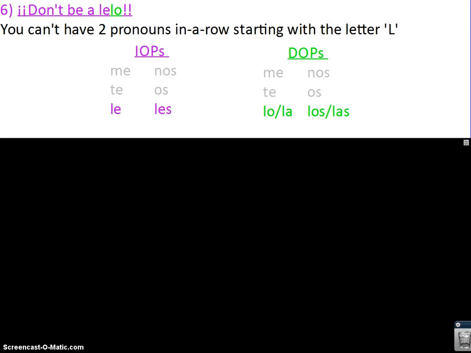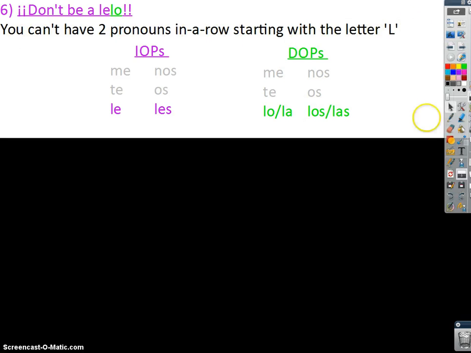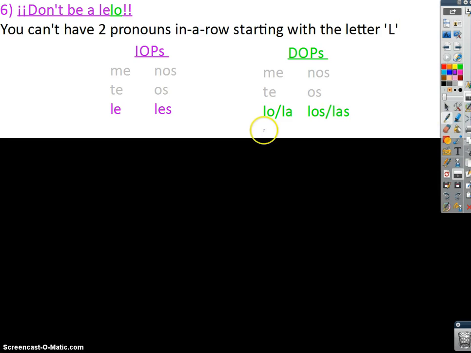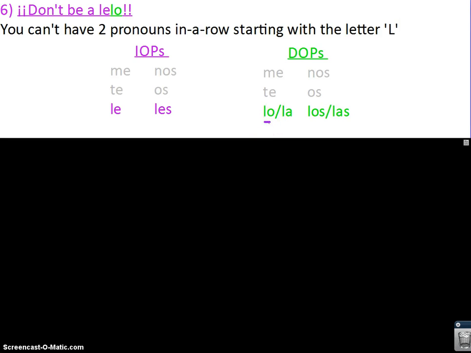So like I was saying, if you follow all of our rules from before, you might end up with putting lay or lace in front of low or las, because the DOP is a gentleman, so he goes second. And you can't do that. You can't have two pronouns in a row starting with the letter L. So if you are saying that someone or something is doing it for him, we're going to have to change it up.